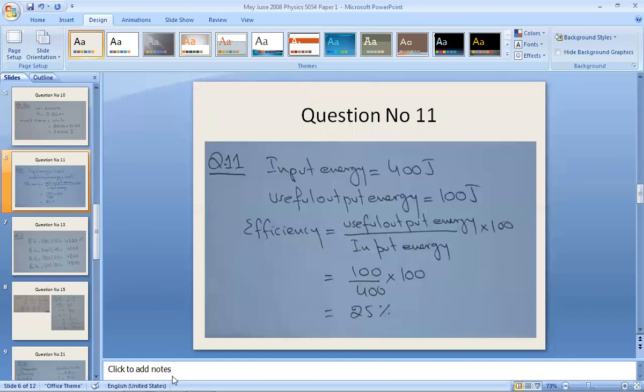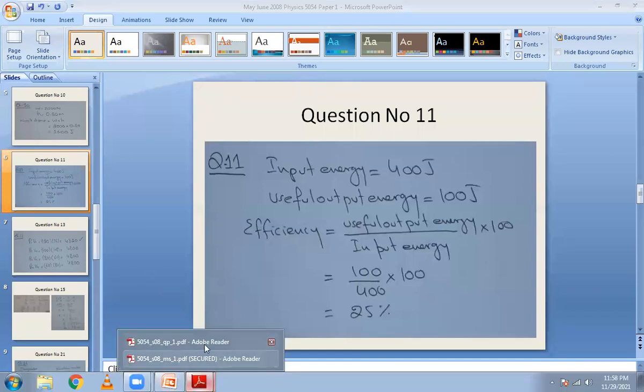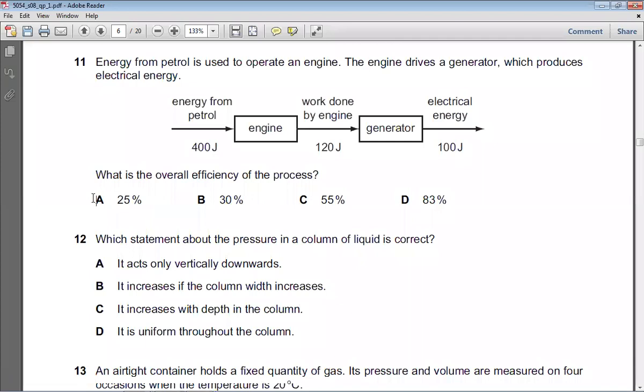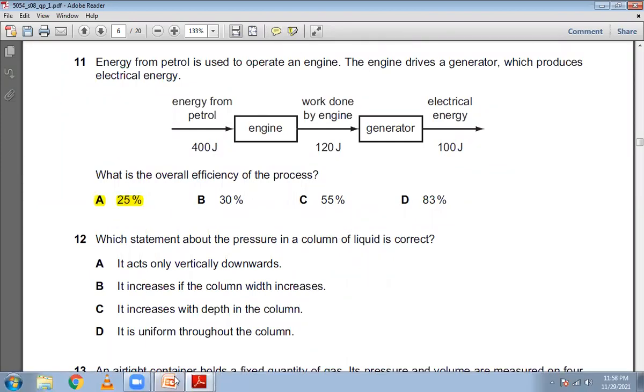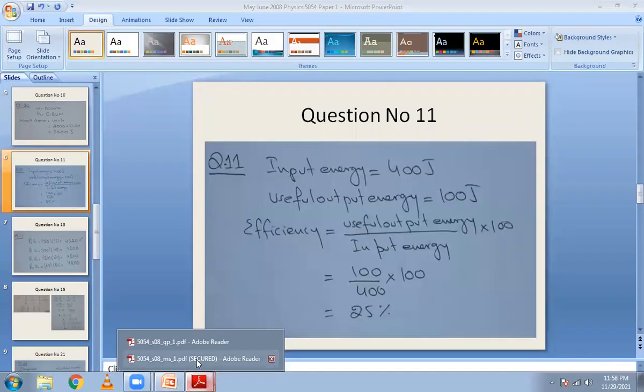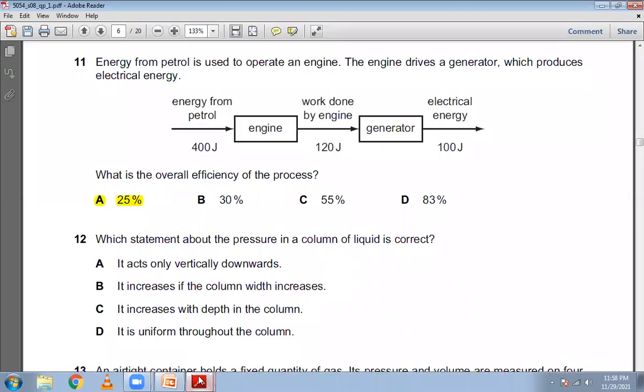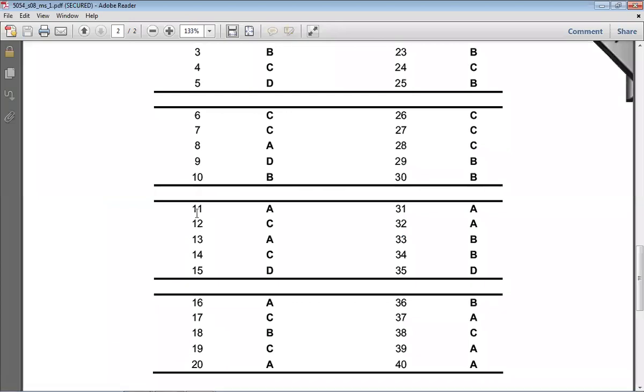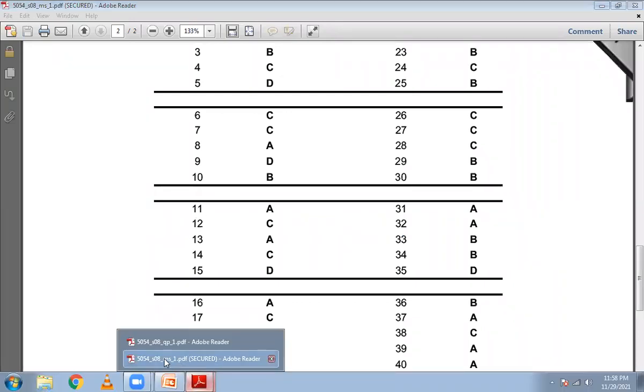So let's check question number 11. We think 25% is the answer. Yes, we have this option here. That's option A, question number 11. So let's check if we have this question. A is the right choice, sir.